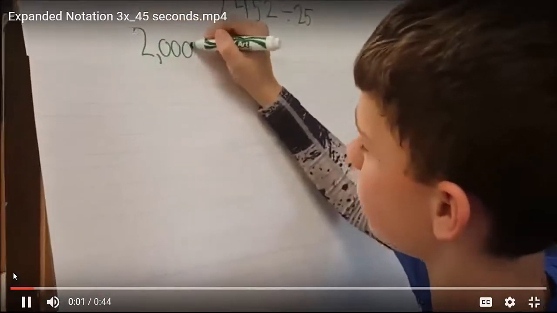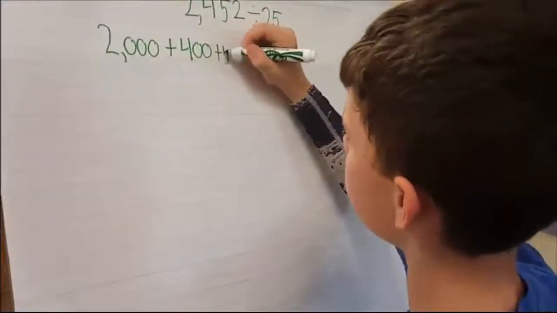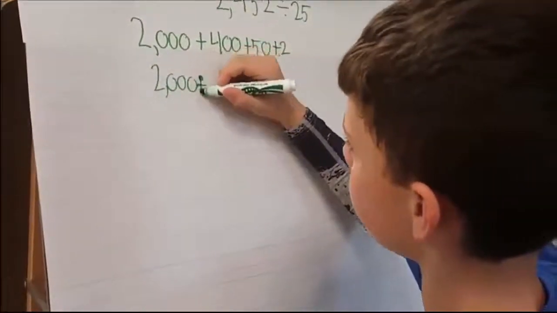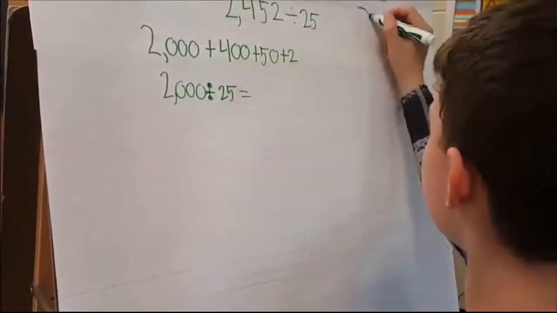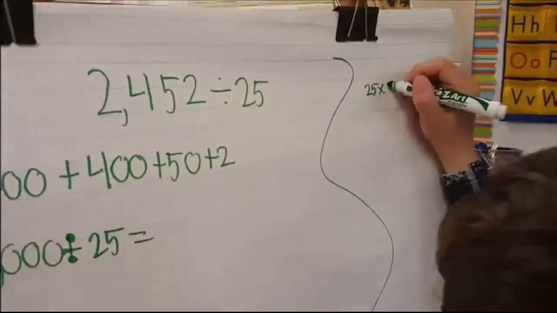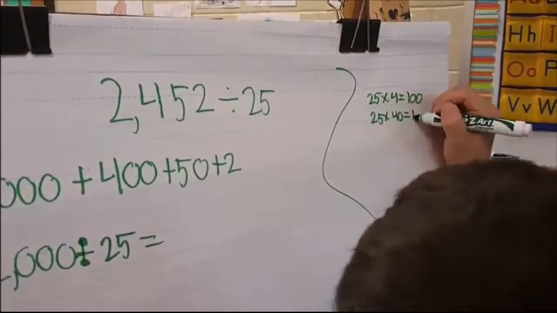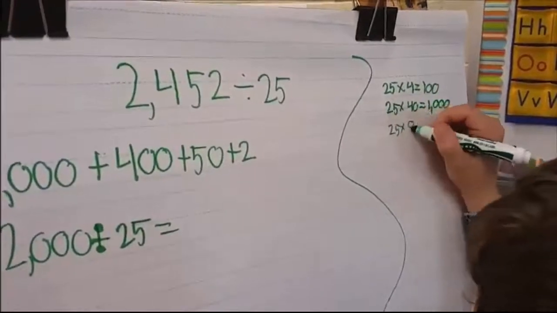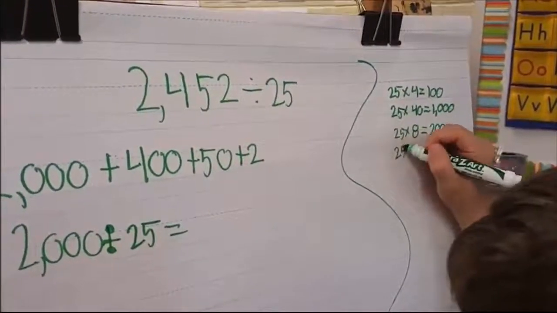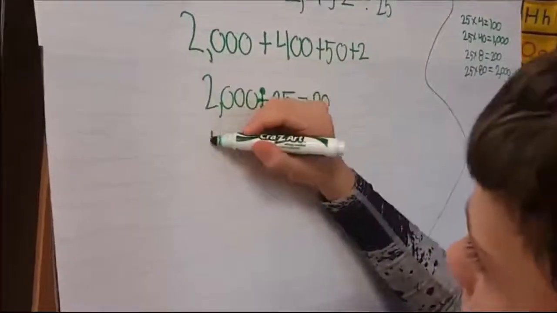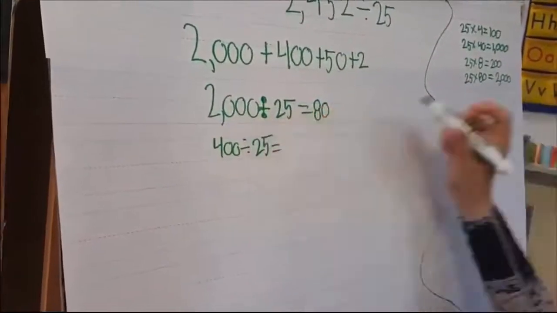Max is going to show us the strategy of expanded notation. He starts by writing the dividend in expanded form. The idea is that he is going to then take each one of these parts and divide it by 25. At the side, he's creating a work area where he's writing things that he knows about the number 25. This will not only help him with his calculations, it'll also possibly help him see connections between the numbers that he's working with.